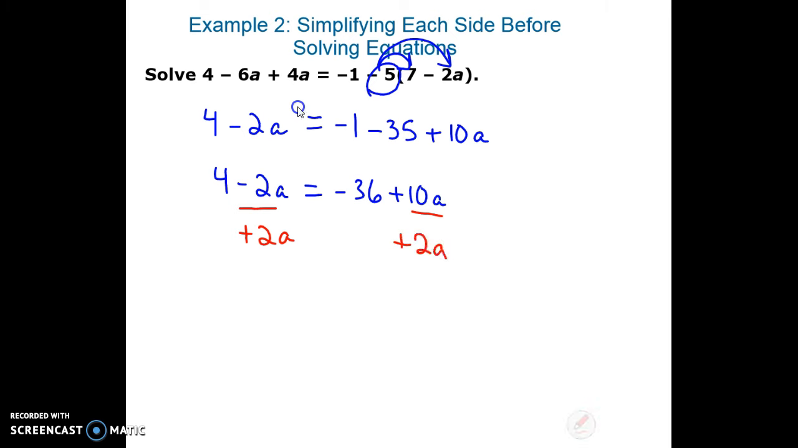Now, if that's a little confusing, let me just get this bar out of the way. I just wanted to show that I'm not dividing anything. No, I'm just adding 2 a's. So now I've got 4 equals negative 36 plus 12a, since 10 plus 2 is 12 a's.